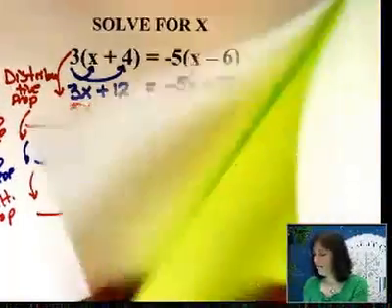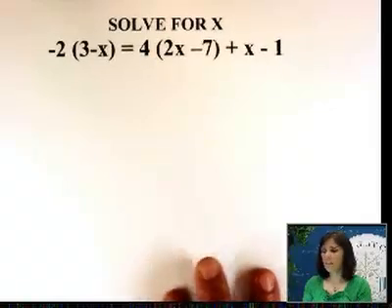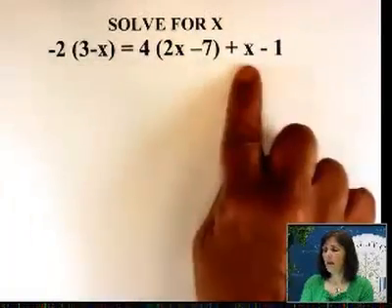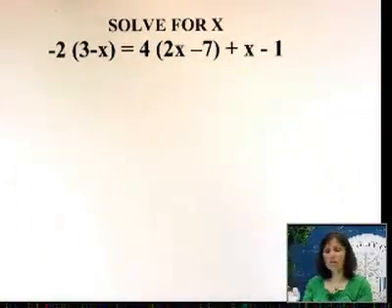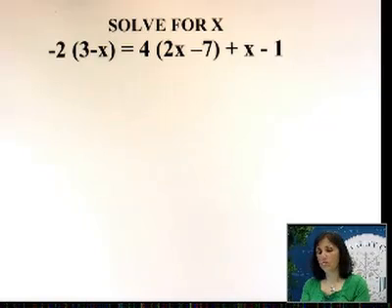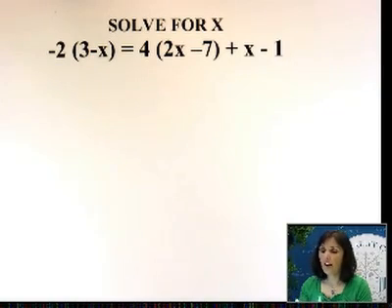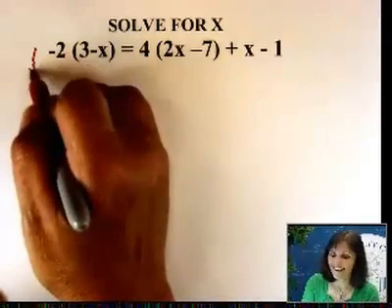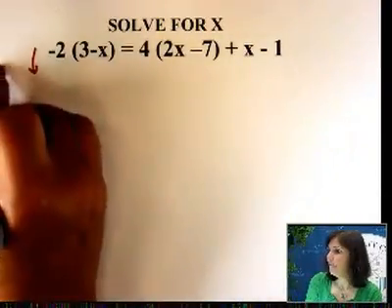All right. A little bit harder. Solve for x. Parentheses on both sides, and then I have an x and a number. This is not the only way to do it, but I'll just show you how to do this one, my way. Distributive property.